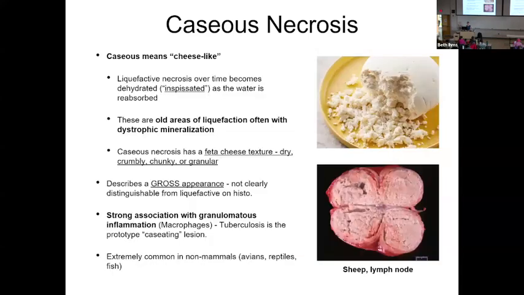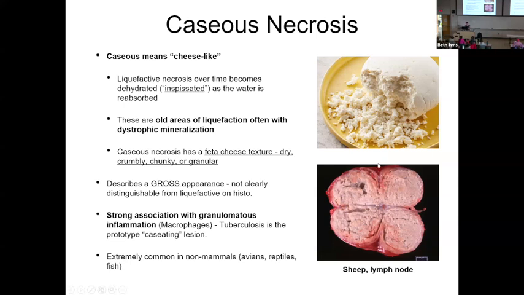So this is the first lesion we've talked about that is a little bit more chronic. The other types of necrosis are usually acute. If you leave liquefactive sit over time, it will become caseous. Granulomatous inflammation is also chronic. So this one is associated with a little bit more long-term chronic processes.